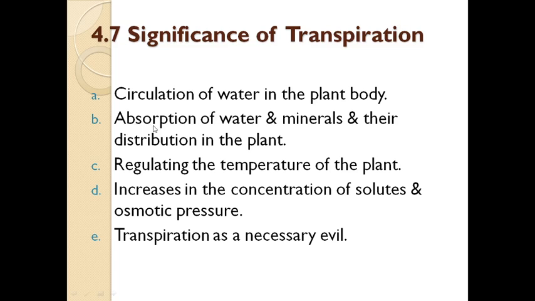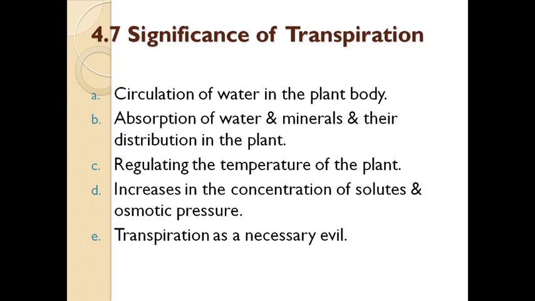Then second, absorption of minerals and their distribution in the plant body. So transpiration is directly proportional to the rate of absorption of water and minerals, because when the rate of transpiration increases, then ultimately the rate of water absorption also increases. The transpiration stream, which extends from the root to the leaf, brings more rapid transport of mineral nutrients by the mass flow of water through the xylem tissue, and this transpiration may also indirectly facilitate ascent of sap.